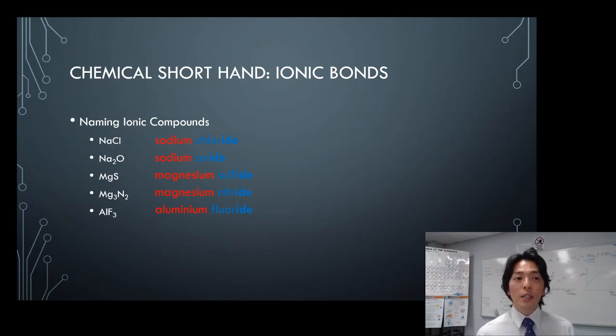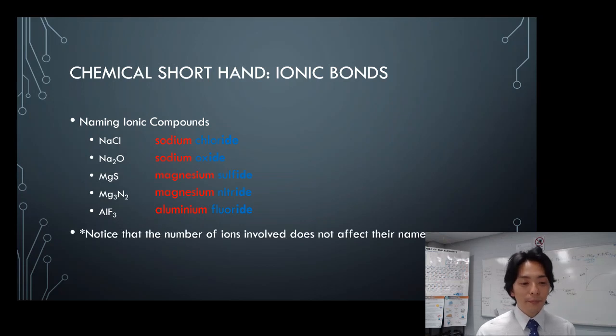F-L-U-O is the only spelling that you should be using, because that's on the periodic table. You will always have the periodic table with you. So if you make a spelling mistake in fluoride, you will lose marks. Please also notice that the number of ions involved doesn't make any change in the name.